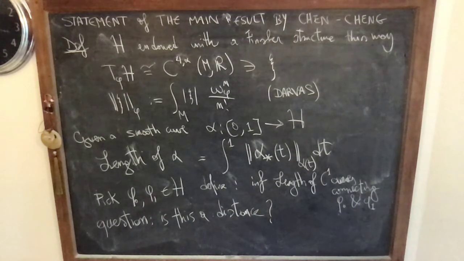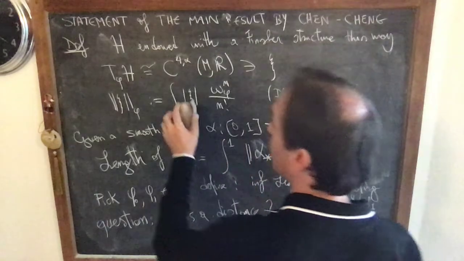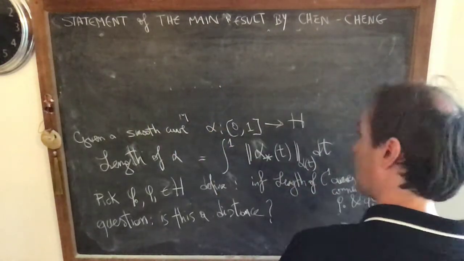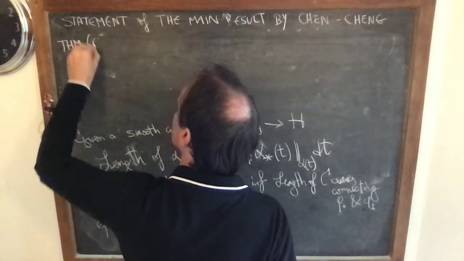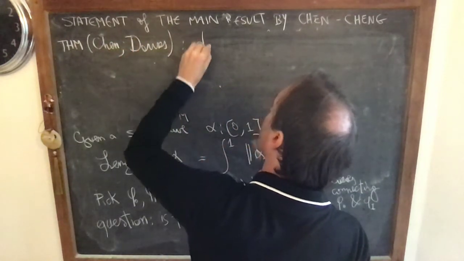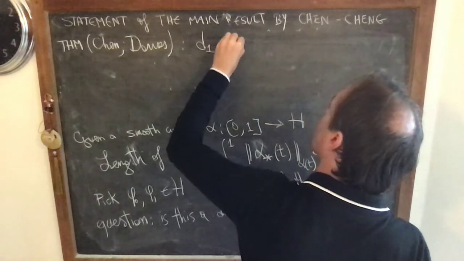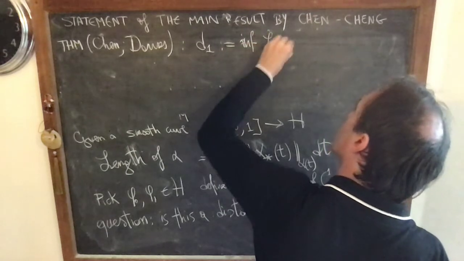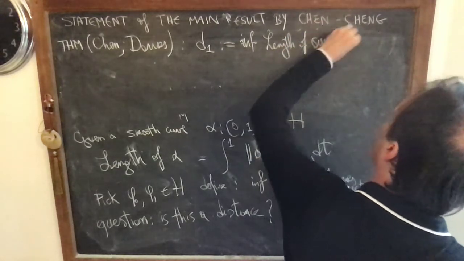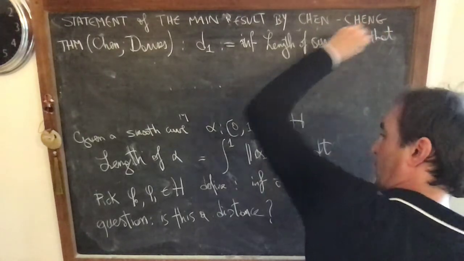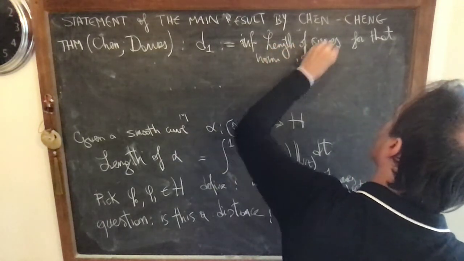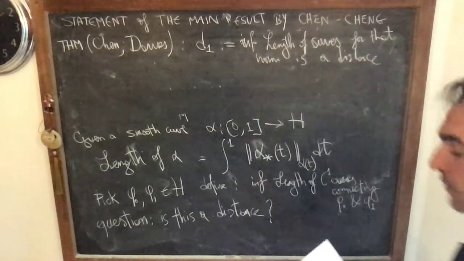And the theorem by Darvas, building on a previous result of Xiuxiong Chen, says that d1, defined as the infimum of the length of curves for that norm, is a distance. The d1 distance.